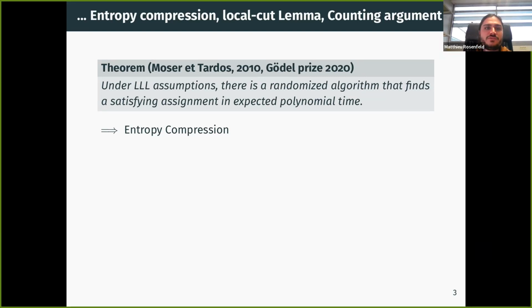So Moser and Tardos proved that under the Lovász local lemma assumption, there is a randomized algorithm that finds a satisfying assignment in expected polynomial time. Let me not go too much into the details. So this is quite an important result. They received the Gödel Prize for this result. And the technique that they used was later named entropy compression. And I think it comes from a blog post from Terence Tao, but it might be a bit older than this. Anyway, so we have this technique, which is called entropy compression, which is quite nice.